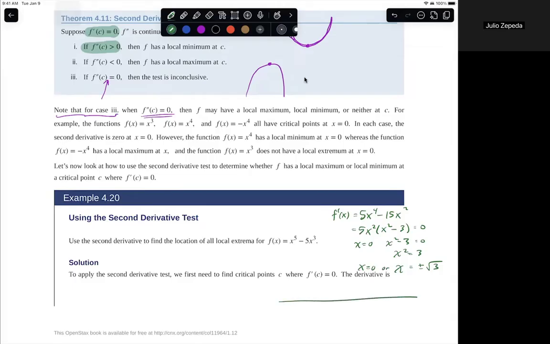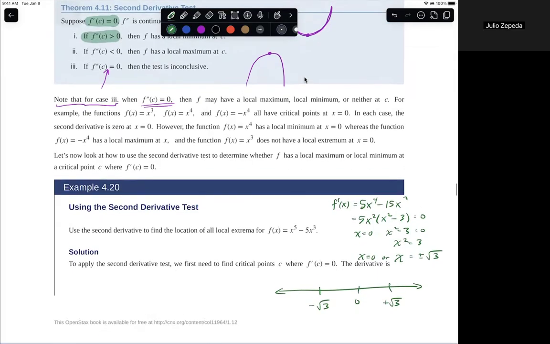I'll put them on a number line here, just to show where they are roughly. 0 and positive root 3. And so we know that the first derivative is equal to 0 at each of these points. What we want to know, though, is what is the second derivative at each of these points?